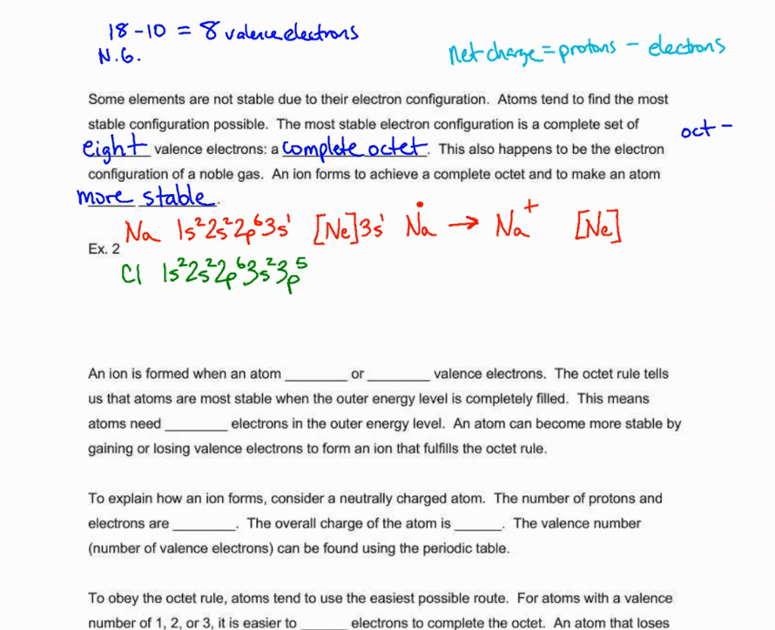Its noble gas configuration is neon, representing the first 10, and then we represent the outer energy level, 3s2, 3p5. Its electron dot diagram, 1, 2, 3, 4, 5, 6, 7. Here it is. It's showing 7 valence electrons, just like the noble gas configuration is showing us 7 valence electrons.